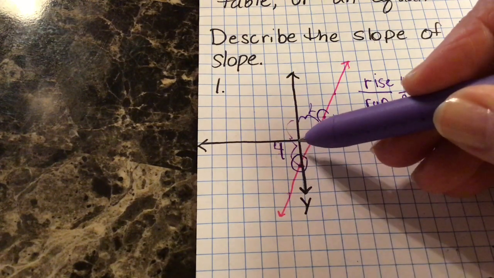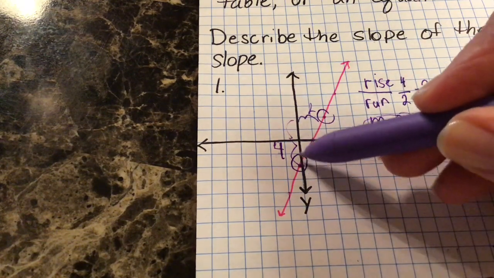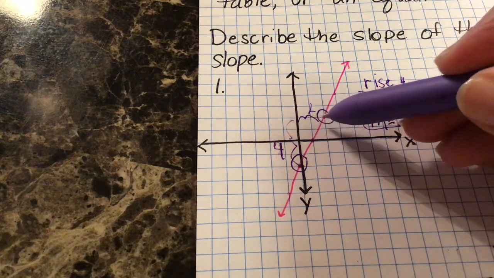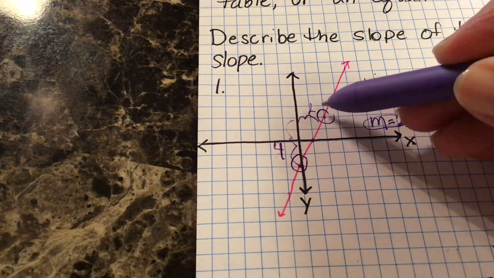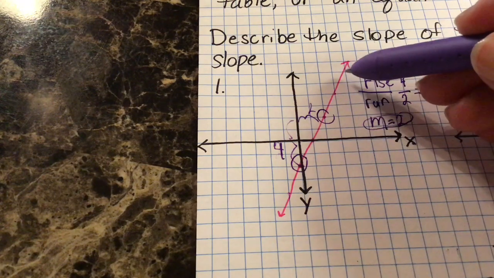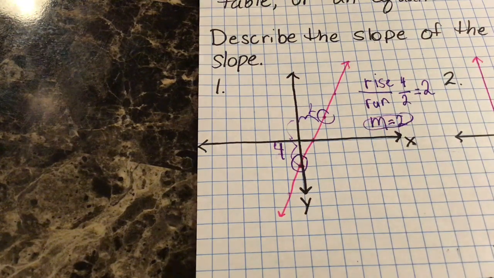Rise of 1, 2 over 1. So there it would have been reduced already, up 2 over 1. To get to this next point, you're going to go up 2 over 1. Consistently up 2 over 1. That's the slope of this line, up 2 over 1. So the slope of line 1 is 2, positive 2.